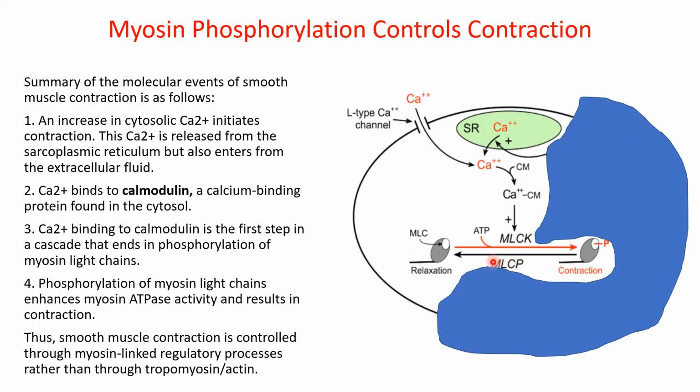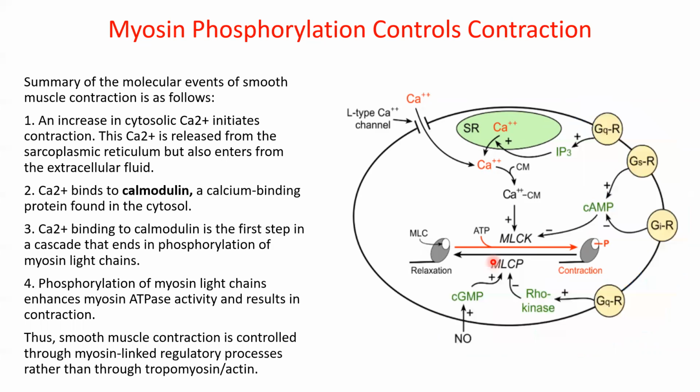However, it's not as simple as that, because I can regulate myosin light chain kinase activity. Remember, the calmodulin binding the calcium activated it, but I can regulate it with who? Cyclic AMP. And I can regulate the phosphatase with who? Cyclic GMP.